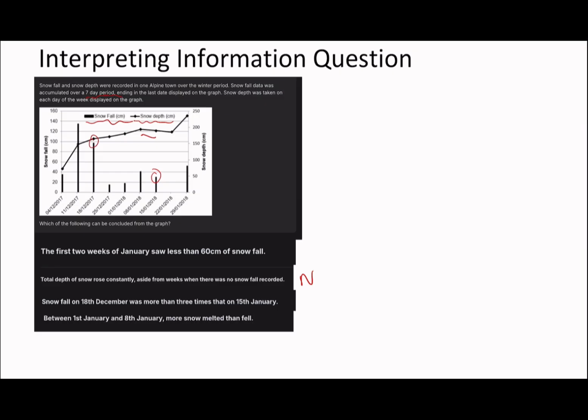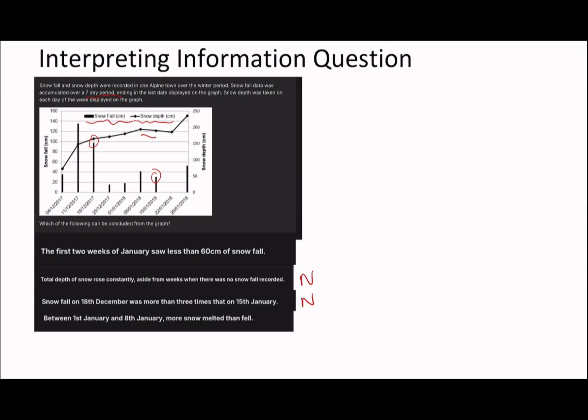So the problem with this, therefore, is that we don't actually know the individual dates. Snowfall on the 18th was more than 3 times? We can't say that because it shows an accumulation over a 7-day period. So this number here, although it says 15th, is from the 9th to the 15th, if that makes sense. And then the one before that is from the 1st to the 8th, and so on. So that's why this one is no as well, because the specific dates aren't given exactly. We can't conclude that this is exactly the 18th of December, so we don't know exactly what happened on that date.